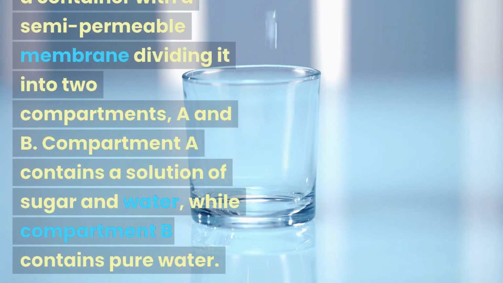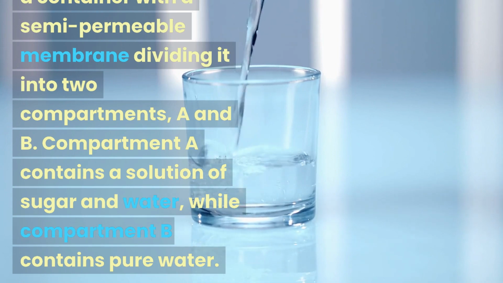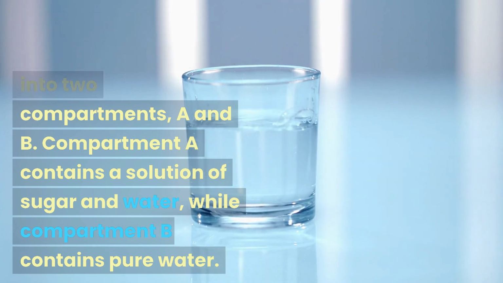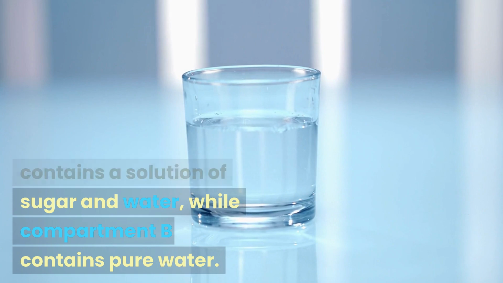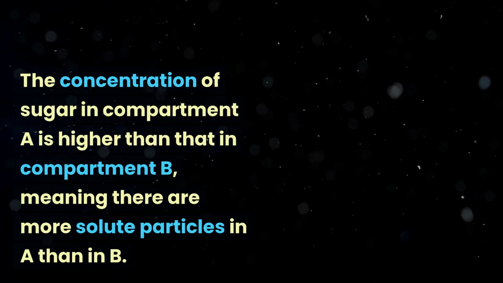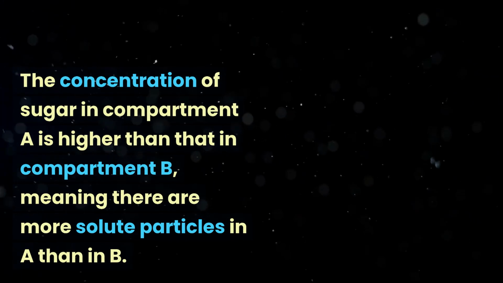Now, imagine we have a container with a semi-permeable membrane dividing it into two compartments, A and B. Compartment A contains a solution of sugar and water, while compartment B contains pure water. The concentration of sugar in compartment A is higher than that in compartment B, meaning there are more solute particles in A than in B.